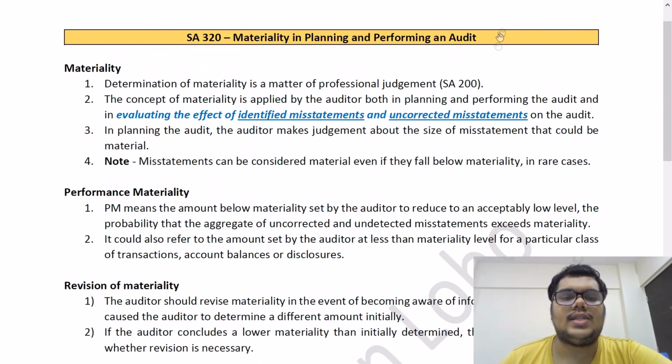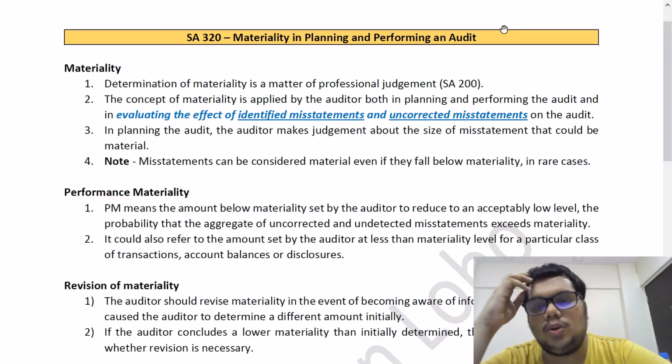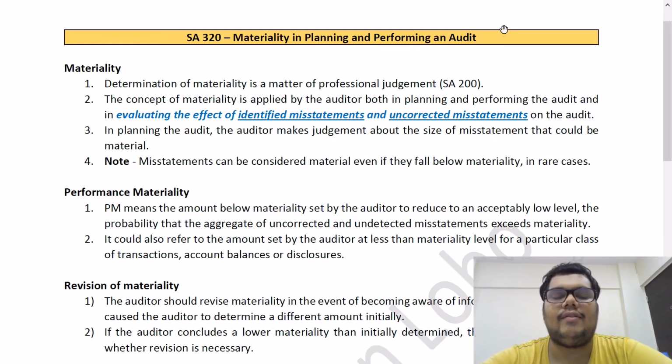Second point: the concept of materiality is applied by the auditor both in planning and performing the audit, and in evaluating the effect of identified misstatements and uncorrected misstatements on the audit.